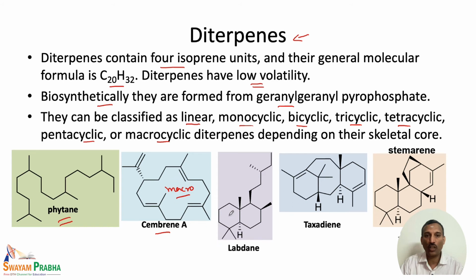Labdane is an example of a bicyclic system because we have 2 ring units. Taxadiene is an example of a tricyclic system, so this is a tricyclic diterpene, and the next one is an example with 1, 2, 3, 4 rings. This is a tetracyclic unit. So we have different cyclic systems that are possible in the case of diterpenes.